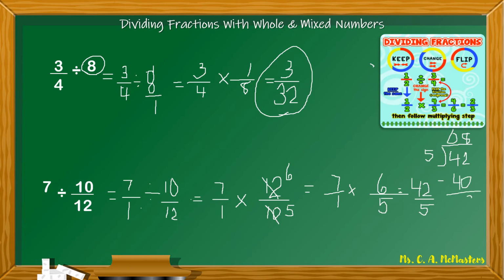42 take away 40 is 2. So we're going to end up with 8 remainder 2. And that 0 looks kind of funny over there, so let's just erase that so we don't get mixed up.